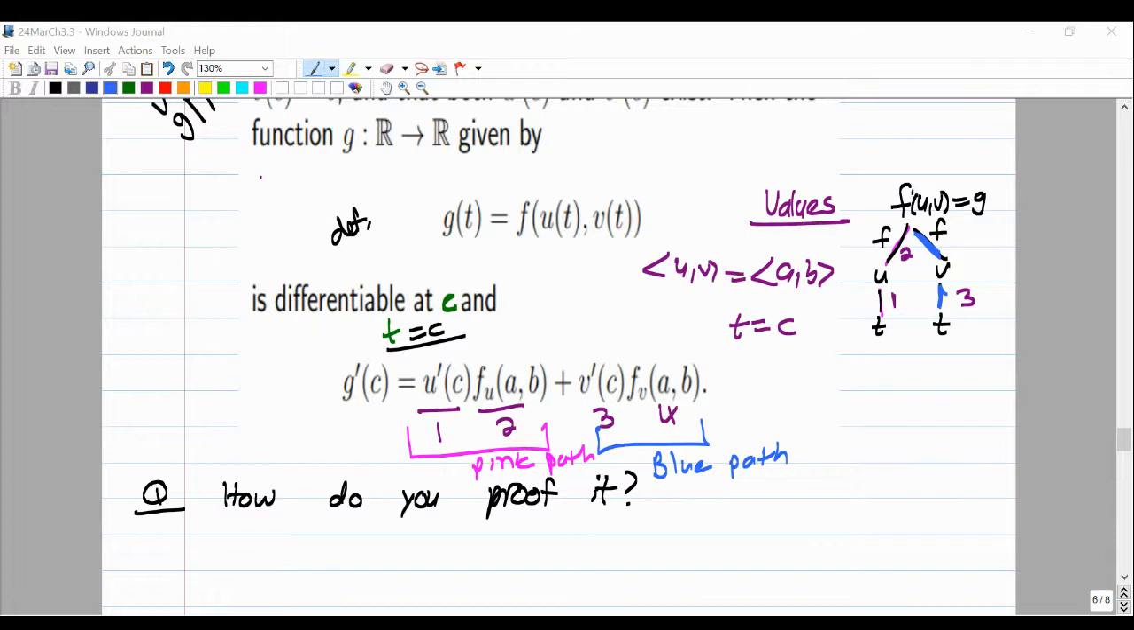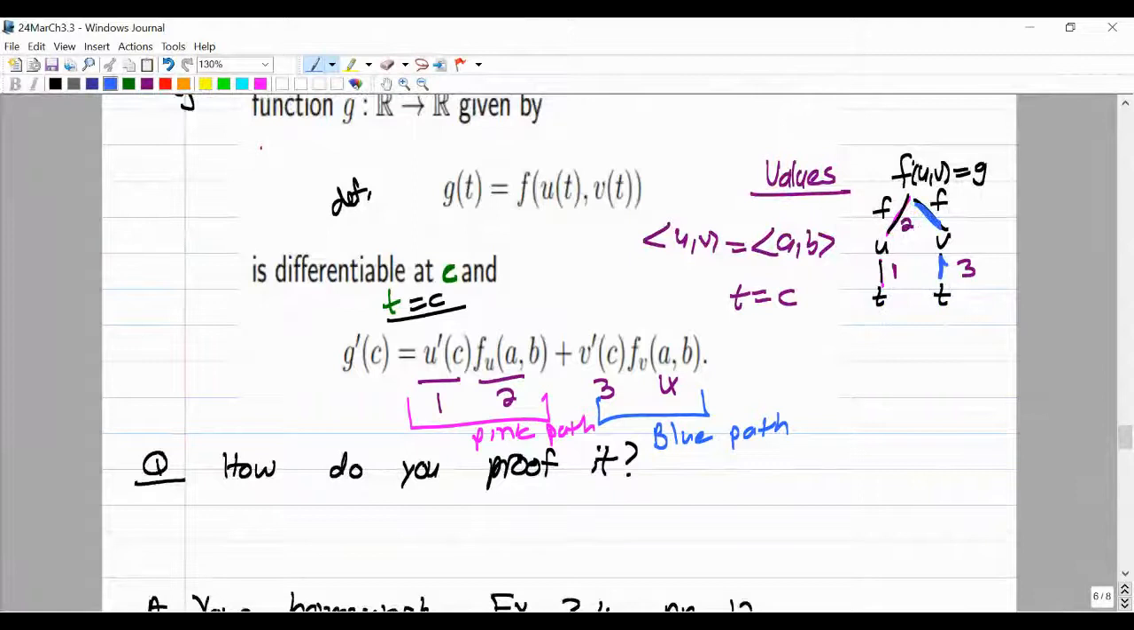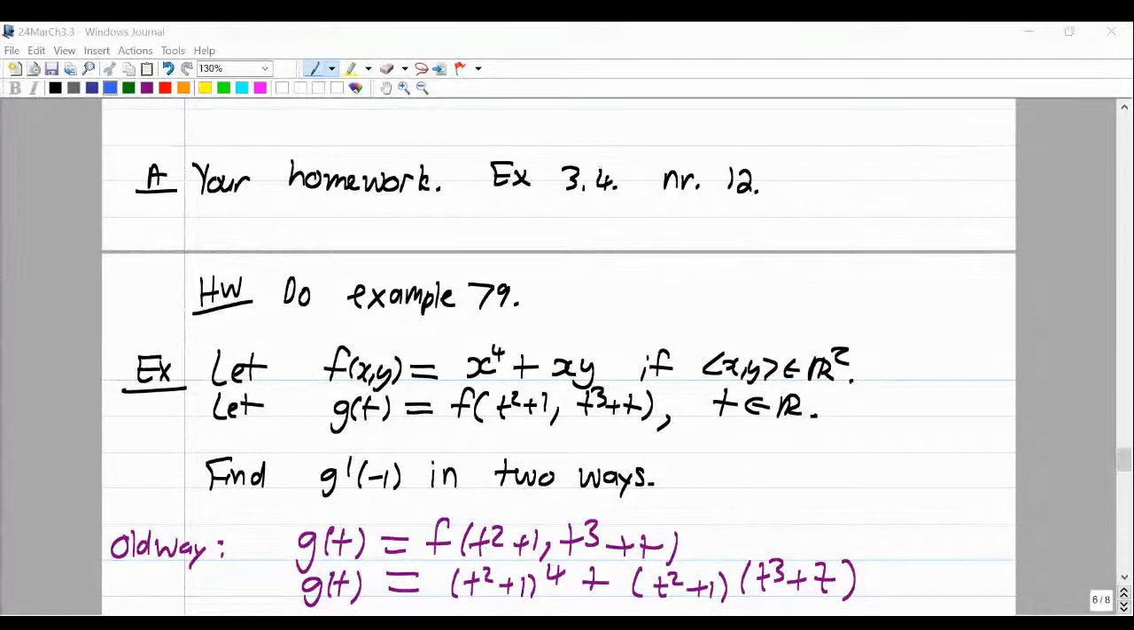Good. All right. So let's see a problem where we apply this theorem. All right. So it's your homework. Neil, let me emphasize, this is your homework this weekend. Your homework, Neil. You got to do it. All right.